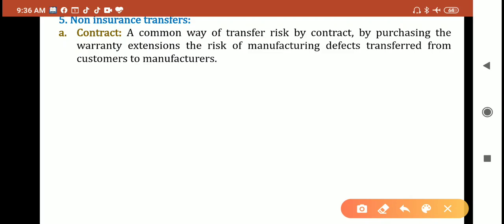So if anything happens, if your laptop needs a repair, then definitely they'll assist by repairing your laptop. So that is the risk acceptance. So here, that is non-insurance transfer.